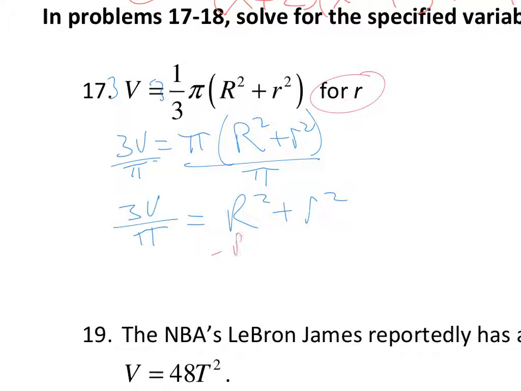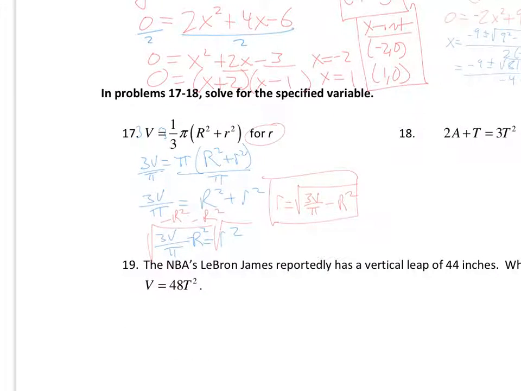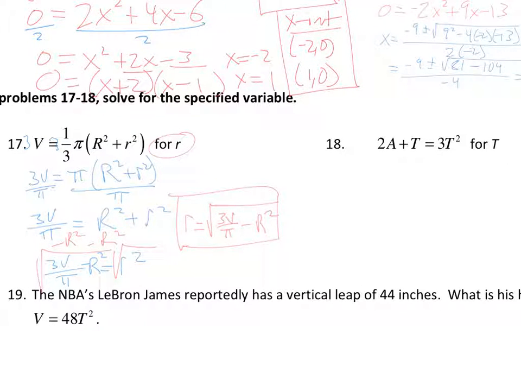Let's subtract this big R squared from both sides. We get 3V over pi minus R squared equals little r squared. We were trying to solve for r, so let's square root that whole thing. So we're left with r equals a big ugly square root, 3V over pi minus big R squared. There is our solution. Okay, so we solved it. Another crazy looking function, but that's the idea.